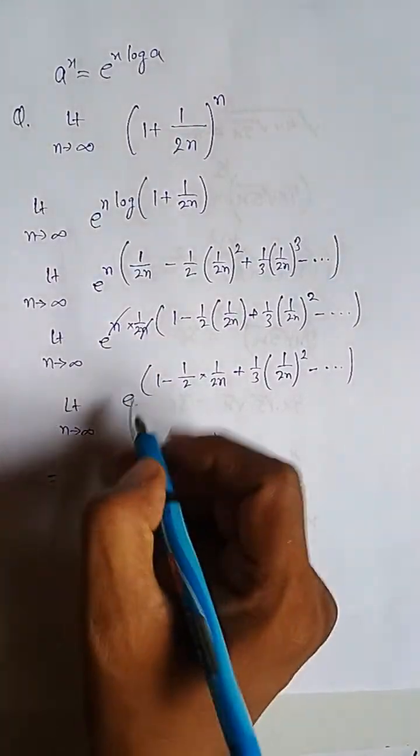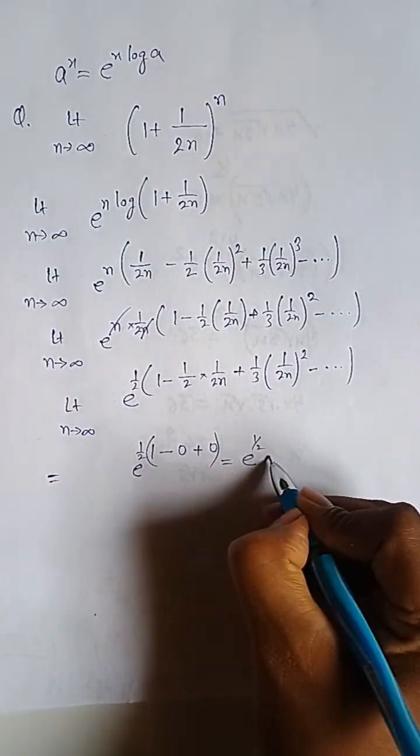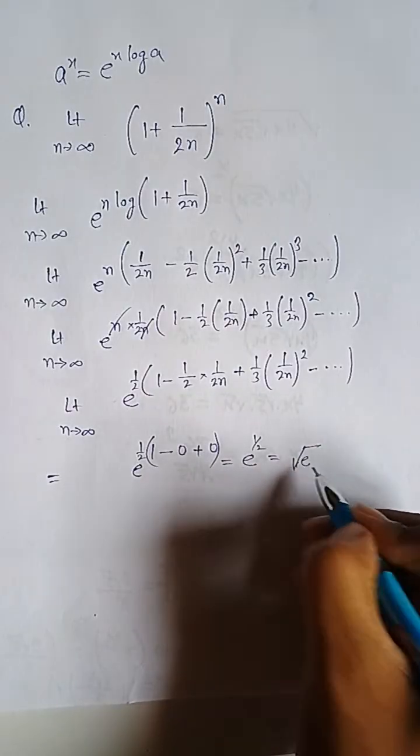And now 1 by 2 remains over here. So we have 1 by 2 power 1 by 2, that is root under e. This is the solution.